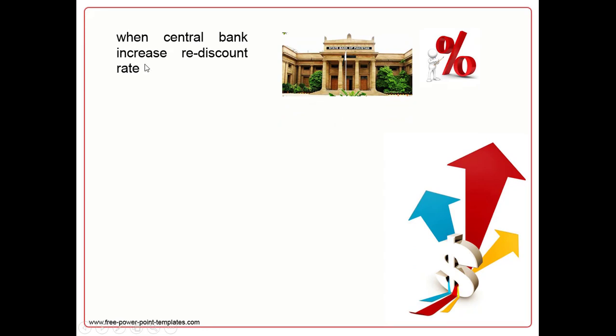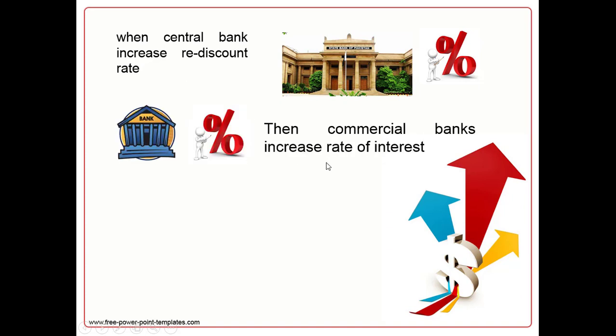When the central bank increases this bank rate or rediscount rate, then commercial banks also increase their interest rate. What is this interest rate? Guys, this interest rate is between the commercial bank and the borrower. The rate between the central bank and the commercial bank is the bank rate. The rate between commercial banks and borrowers is called the interest rate.